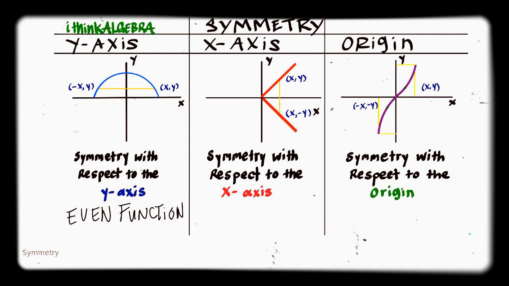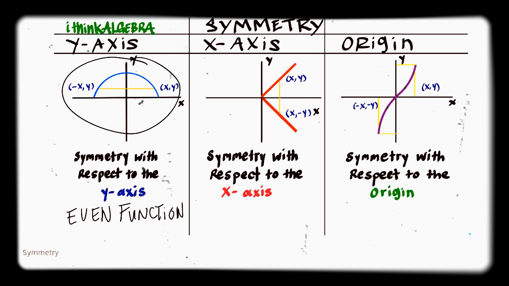So if I were to fold this graph, the parts on the left and the right would come together, would coincide and make one perfect match.